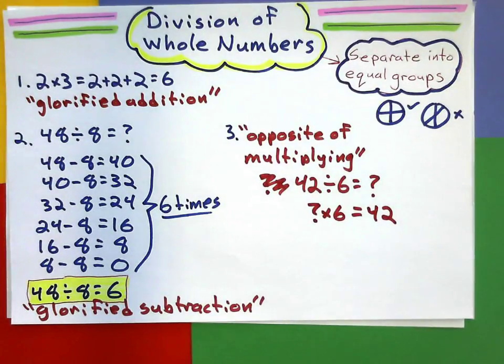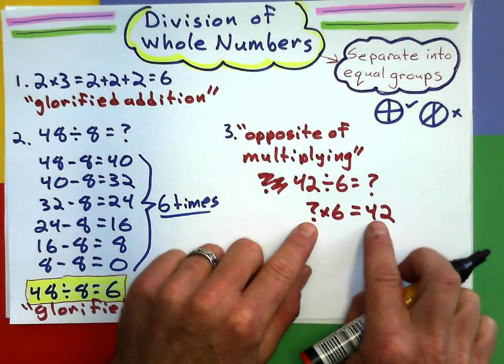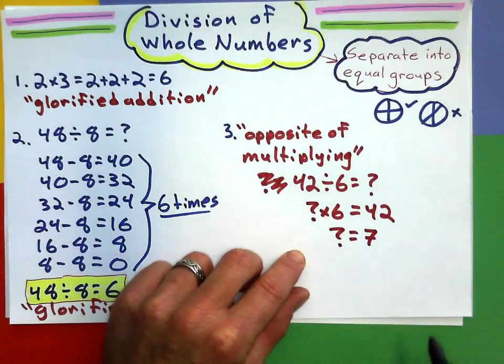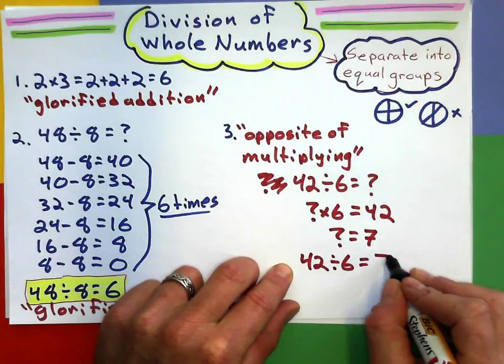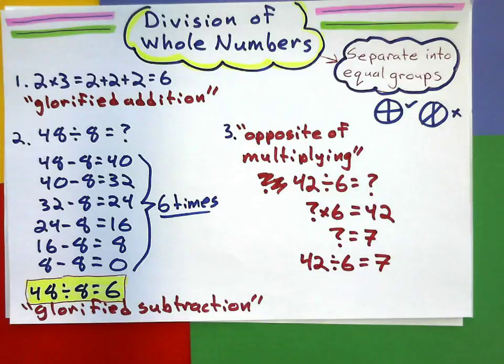So if you know your times tables here, you can figure it out. If you don't know your times tables, you won't be able to figure it out. So 6 times what is 42? 6 times 7 is 42, so that means that question mark must equal 7. So 42 divided by 6 equals 7. And that way I call it the opposite of multiplying way.